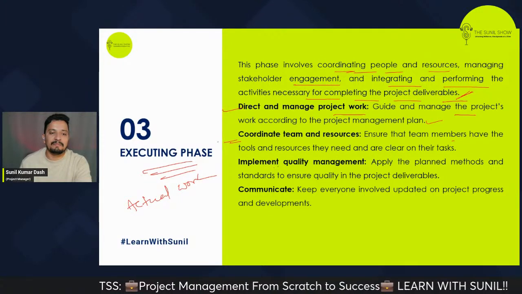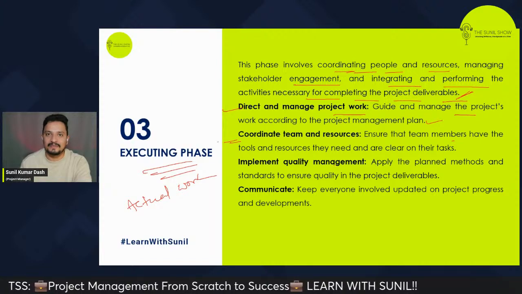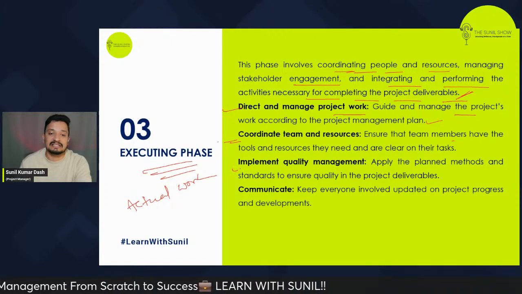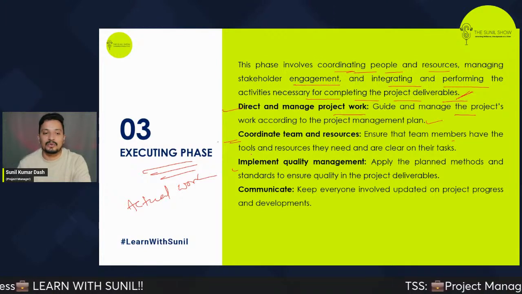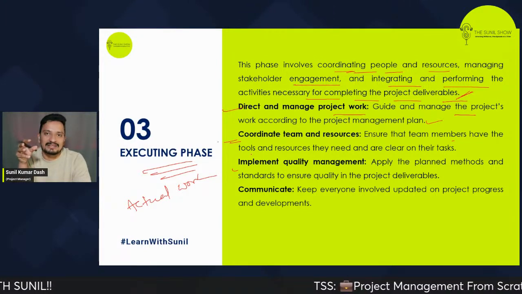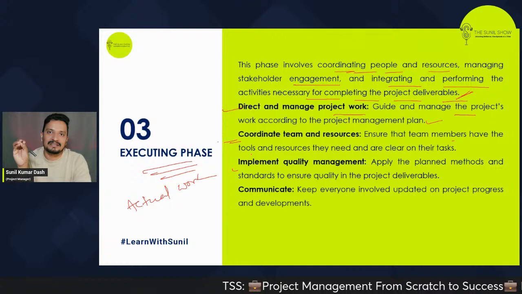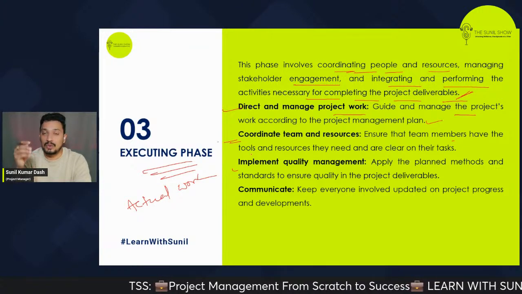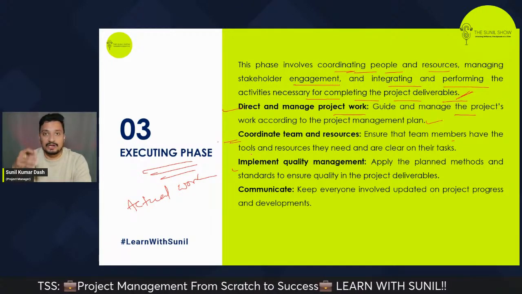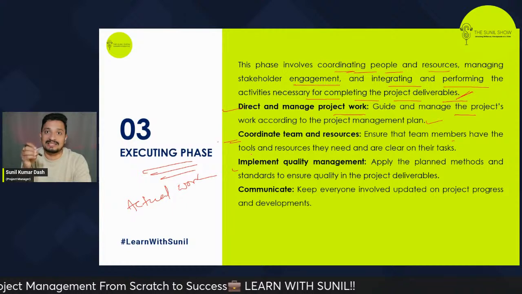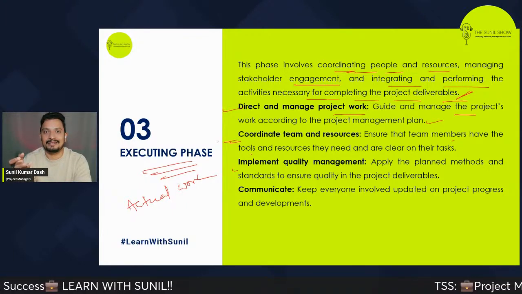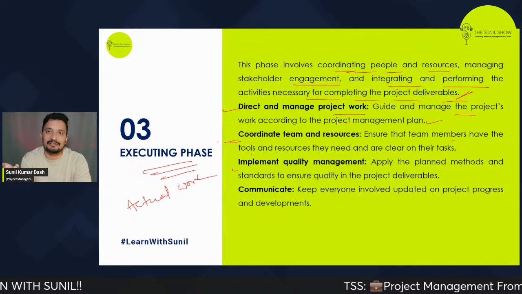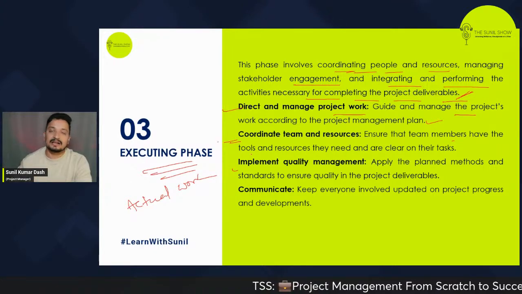Then implement quality management. Quality management is one of the biggest things we need to do as a project manager. So what is that? Quality management is all about check marks, putting checkpoints. If you are producing something, you need to check the standard. If you are writing the code, you need to assess how robust the code is, the sustainability of it, or the reusability of it.